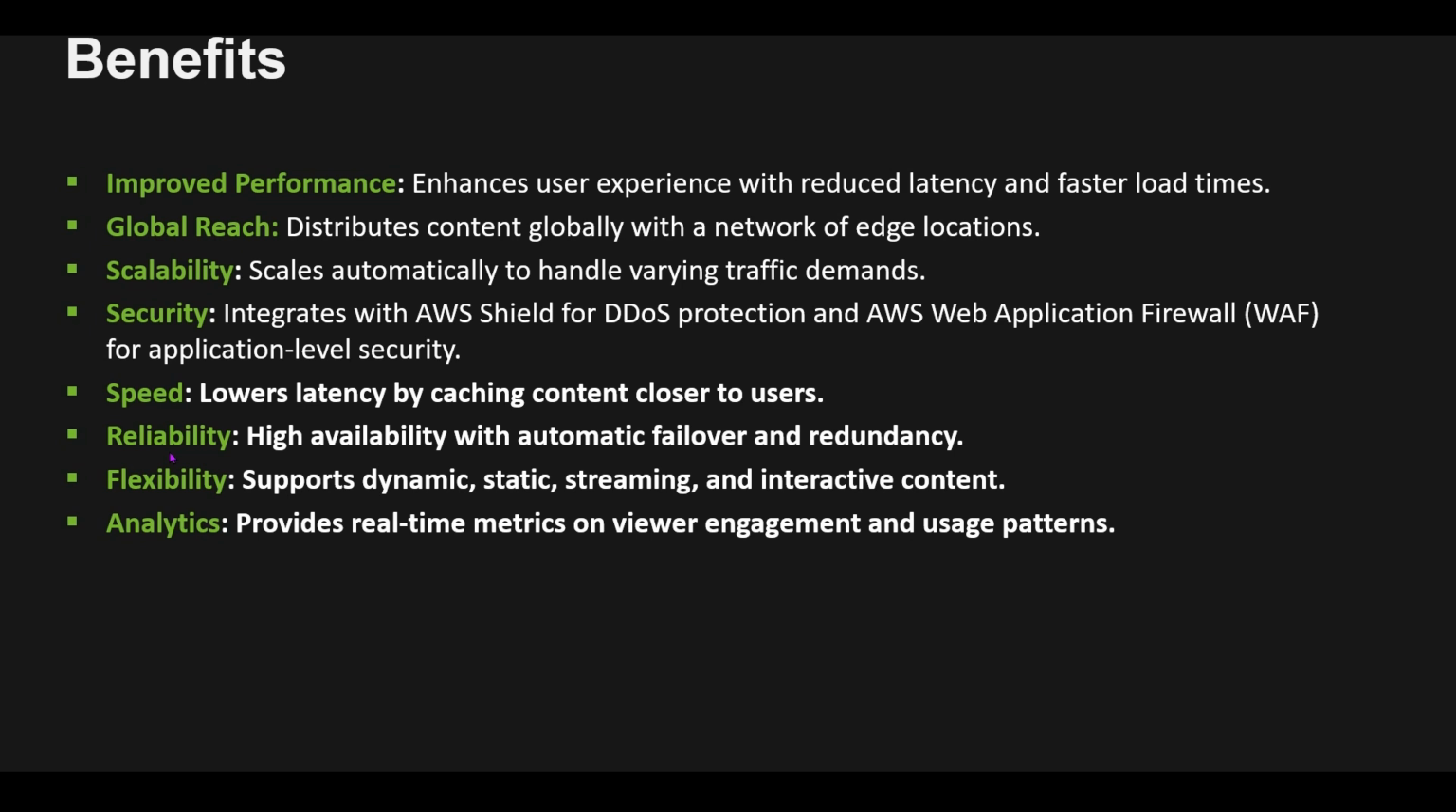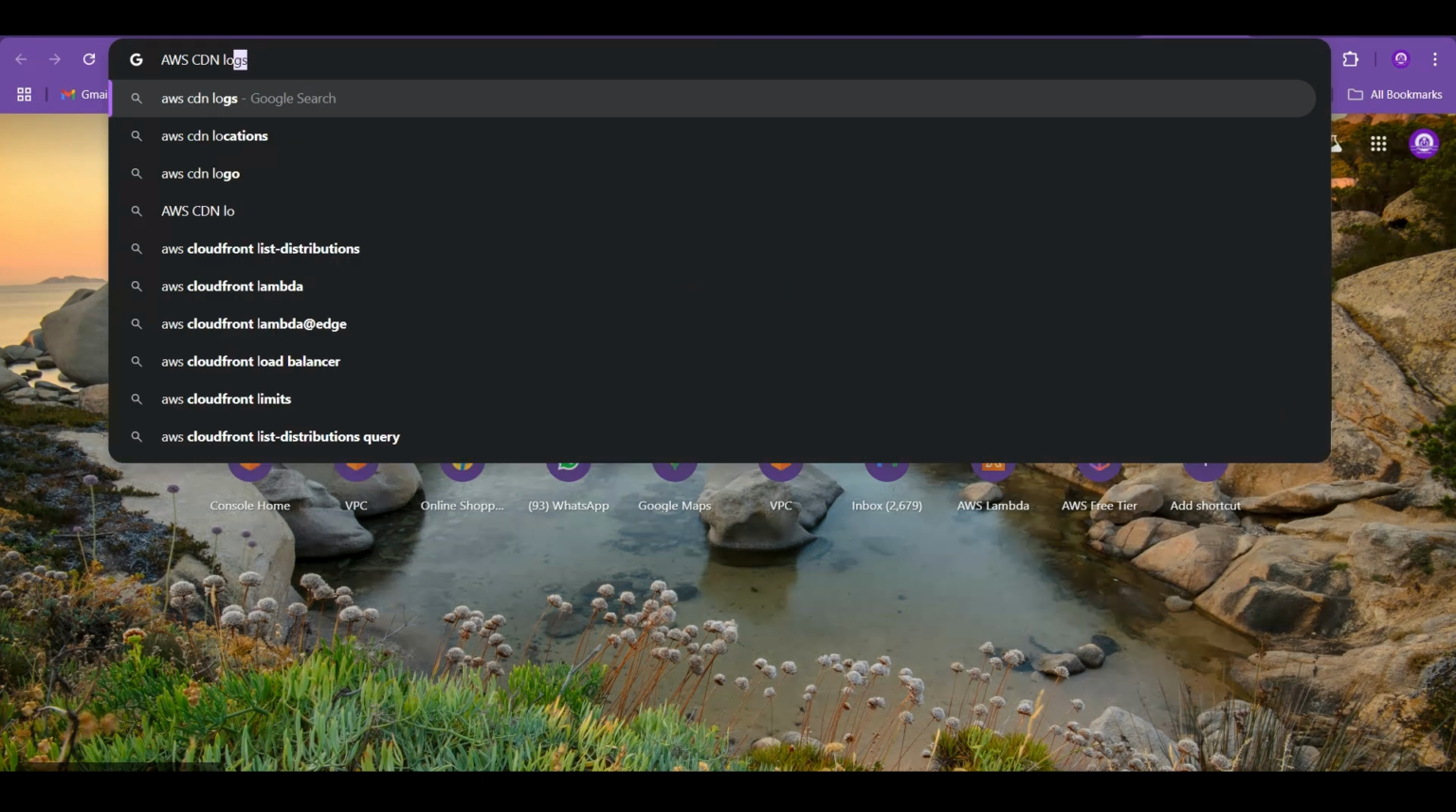See, it is not caching in one single location. It might be getting cached in Bangalore, Chennai, Delhi, and Kolkata; different cache locations are there. So there are many cache locations. If you go and check that on the website, you will understand. Search for AWS CDN locations.